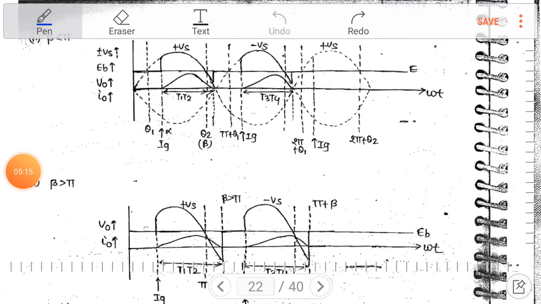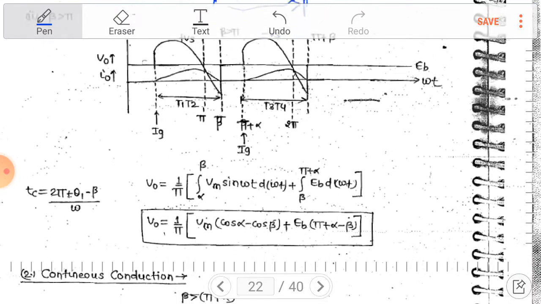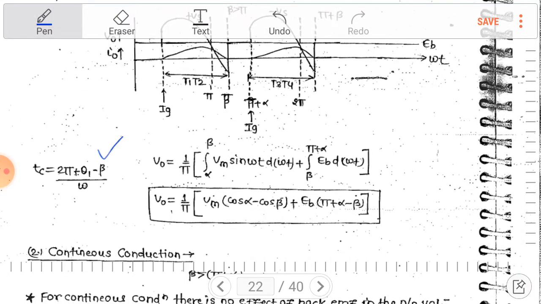To find the circuit turn-off time, see where T1 T2 is switched off. This is switched off at beta, and after this, T1 T2 will be reverse biased from beta to 2 pi plus theta 1. From beta to 2 pi plus theta 1 is the time zone where thyristors T1 T2 are reverse biased. So the circuit turn-off time is from beta to 2 pi plus theta 1. Tc is (2 pi plus theta 1 minus beta) by omega.